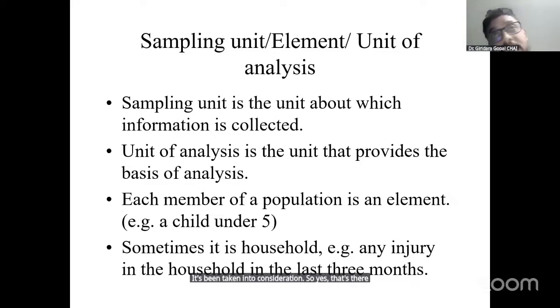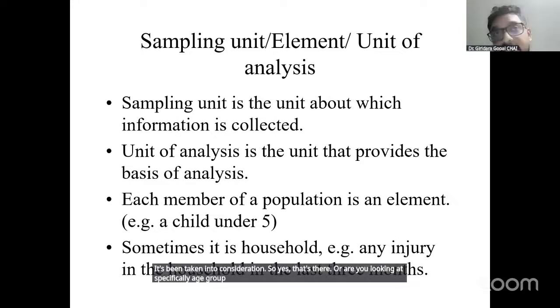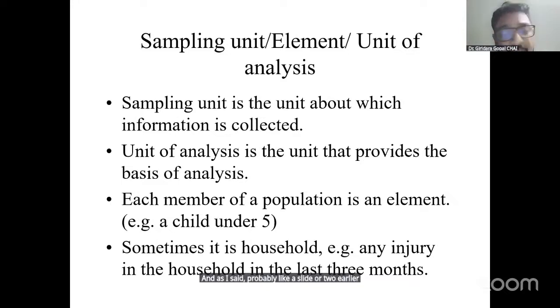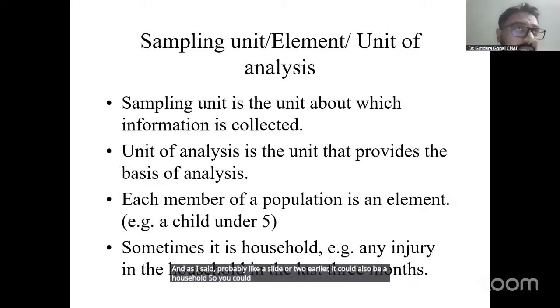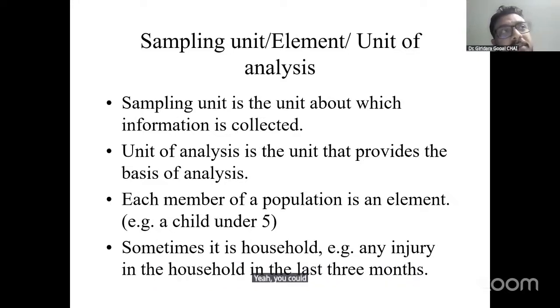Or are you looking specifically at an age group: under 5, teenagers, college-going students, adults, married couples, or, let's say, elderly people aged 65 and above, and so on and so forth. And as I said, probably a slide or two earlier, it could also be a household. So you could just ask, okay, in how many of these households was there a history of injury? Yeah, you could do that, because the extent of injury as an issue, if you feel injury is going to contribute to more out of pocket expenses.